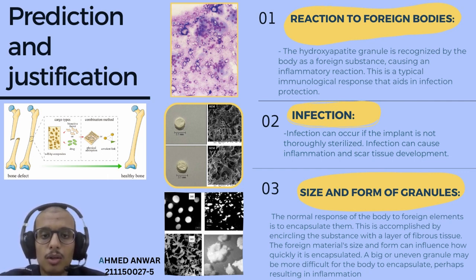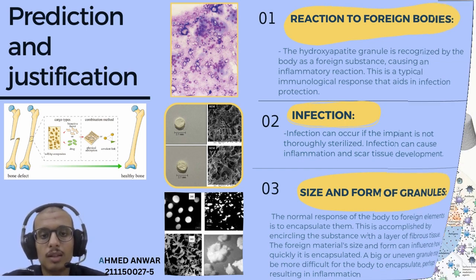Lastly, granule size and shape. The body's typical response to a foreign substance is to encapsulate it. This is achieved by surrounding the material with fibrous tissue. The size and shape of the foreign substance might affect how soon it gets encapsulated. A large or irregular granule may be more difficult for the body to encapsulate, perhaps leading to inflammation.